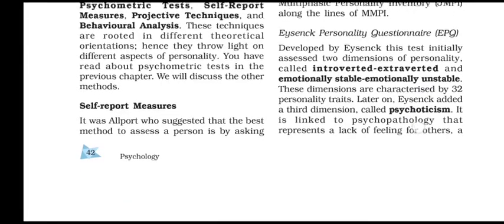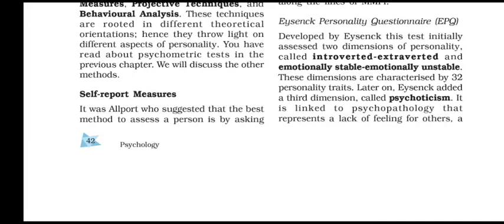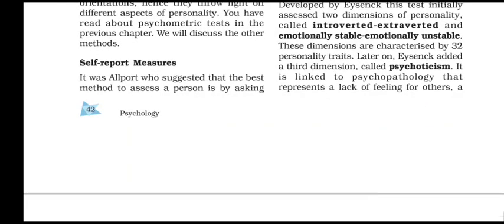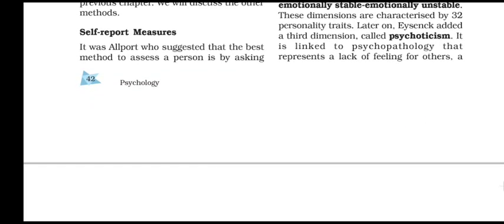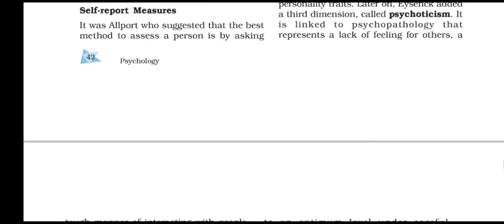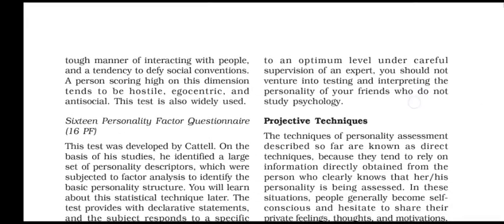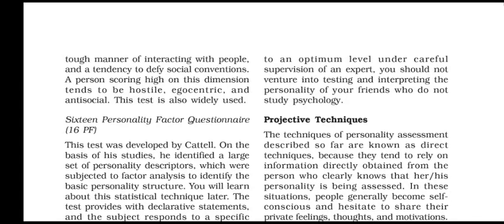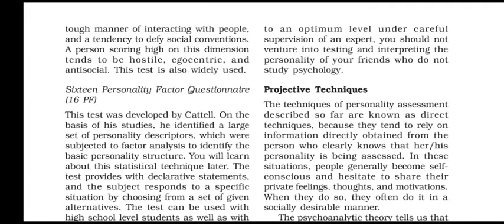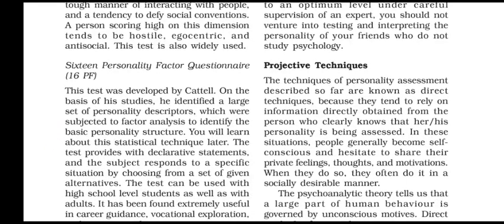Eysenck Personality Questionnaire, developed by Eysenck. This test initially assessed two dimensions of personality called introverted-extroverted, and emotionally stable-emotionally unstable. These dimensions are characterized by 32 personality traits. Later on, Eysenck added a third dimension called psychoticism. It is linked to psychopathology that represents a lack of feeling for others, a tough manner of interacting with people, and a tendency to defy social conventions. A person scoring high on this dimension tends to be hostile, egocentric, and antisocial. This test is also widely used.